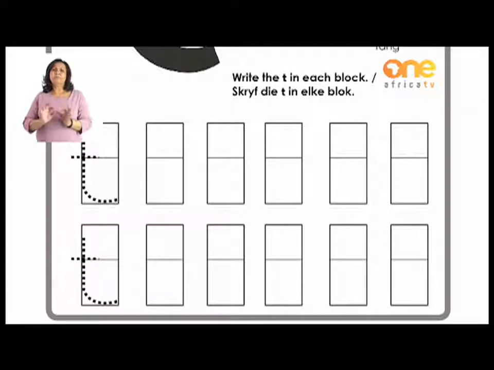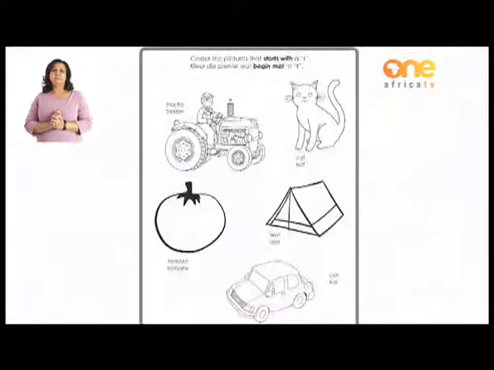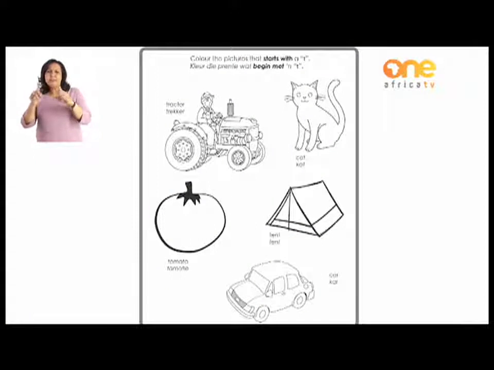And now if we go to page 22, we'll find that we have a whole lot of pictures that start with the letter T. Let's look at the pictures. Tractor, tent, tomato.